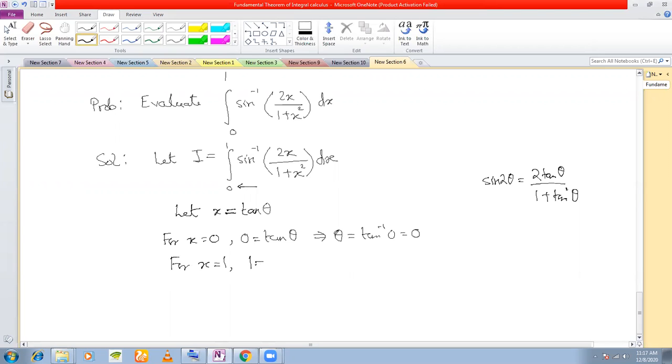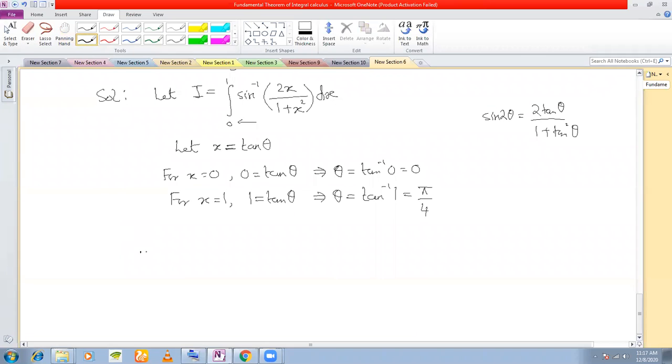1 is equal to tan theta. That means theta is equal to tan inverse 1. And what is the value of tan inverse 1? It is pi by 4. So therefore, what does I become?